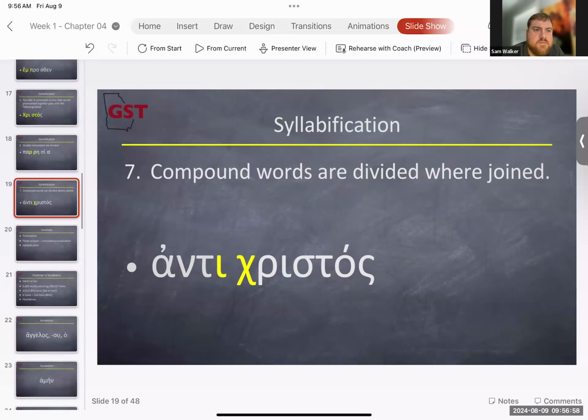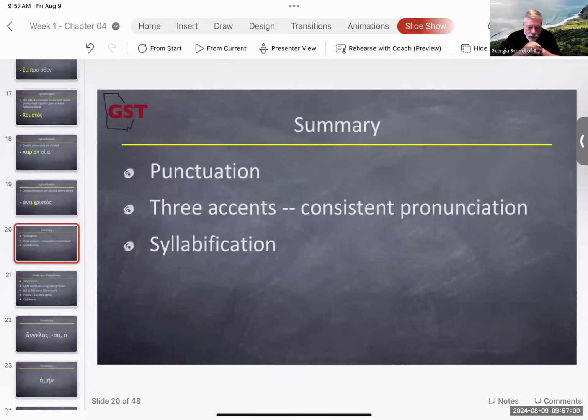All right, that's pretty much it for the chapter, brother. In summary, we looked at punctuation. We did look at the accents, and the significance of the accents is that we have consistent pronunciation. And then we talked about syllabification, which is how we divide the words so that we can pronounce them very consistently.